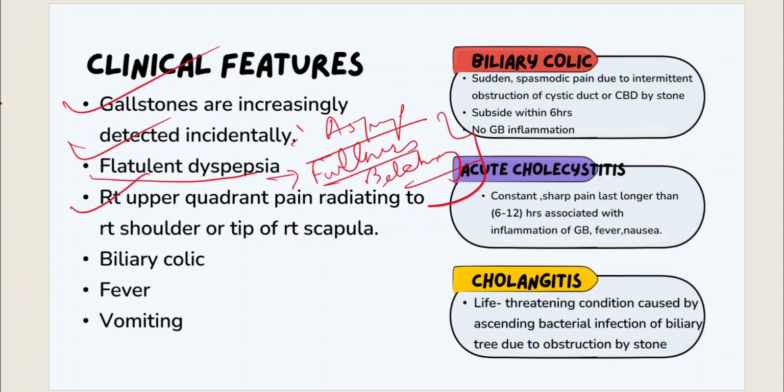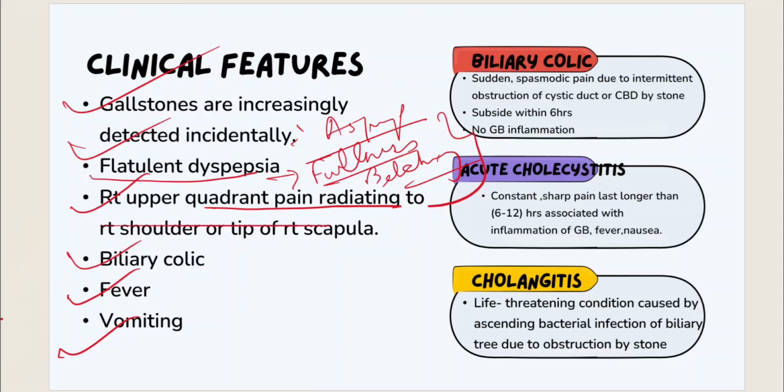It is mostly seen in the right upper quadrant or epigastric area. Then right upper quadrant pain radiating to the right shoulder or tip of the right scapula. Biliary colic, as I have mentioned, fever, vomiting. Now here I have differentiated biliary colic and acute cholecystitis.